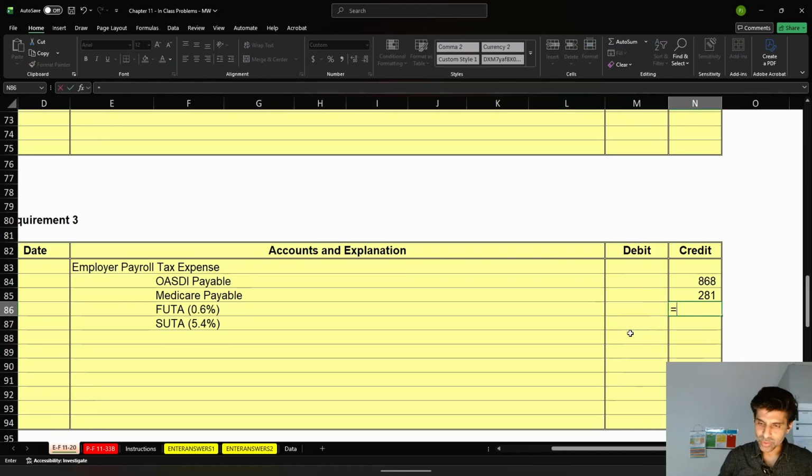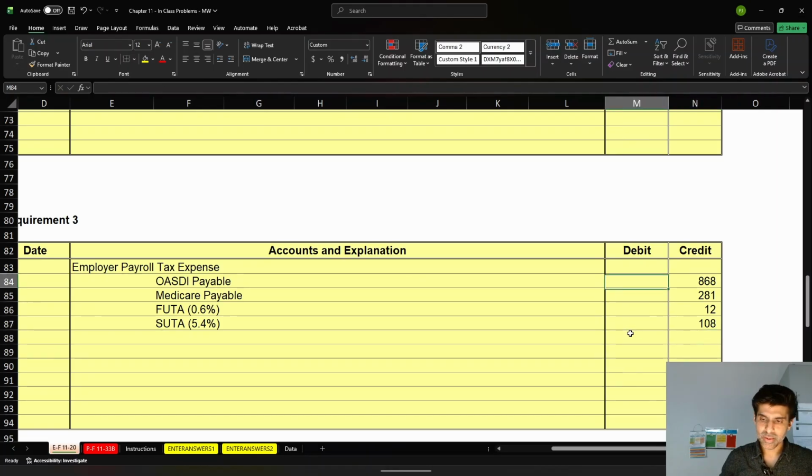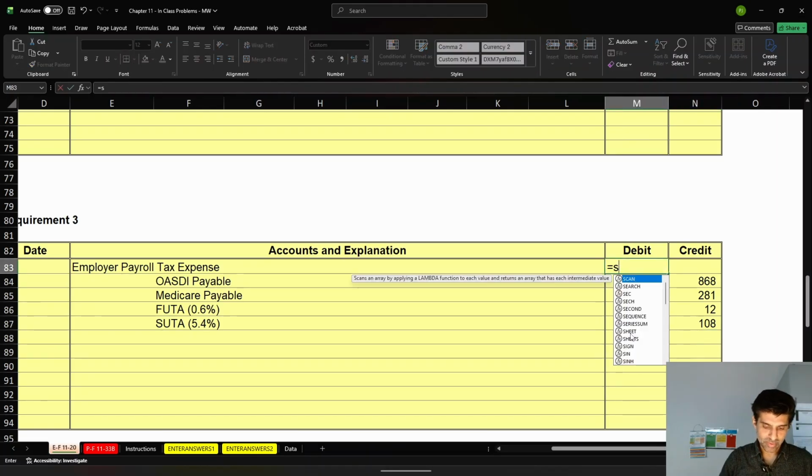How do we do this? So we do 2,000 times 0.006, not 0.06. 0.06 is 6%. This is 0.6%. And then 2,000 times 0.054. And then the total expense is just a sum of all this stuff.